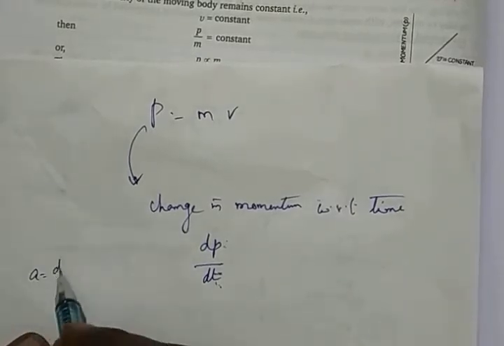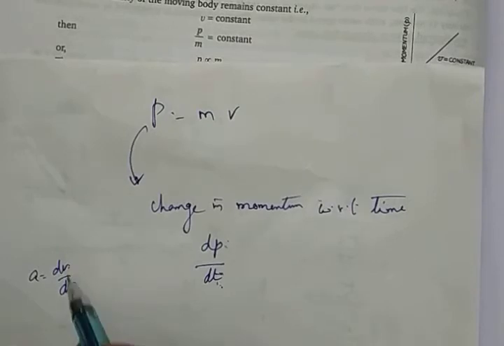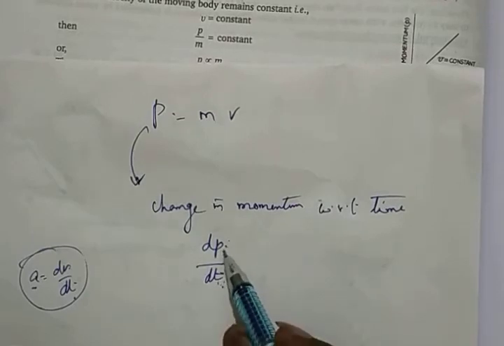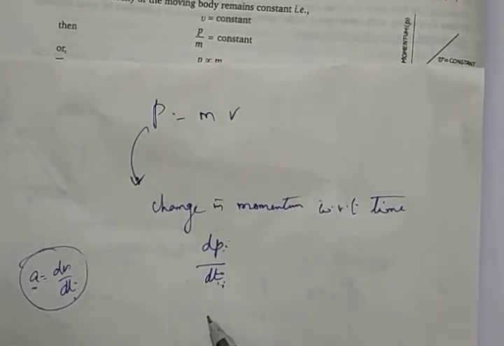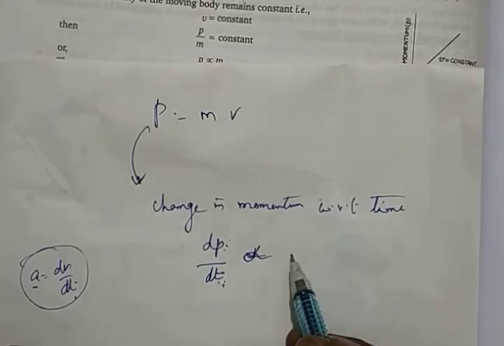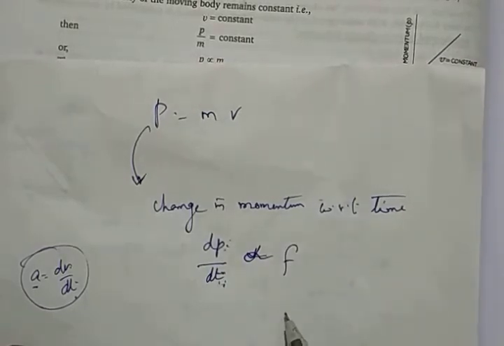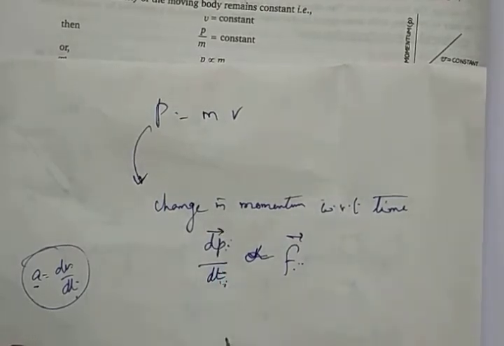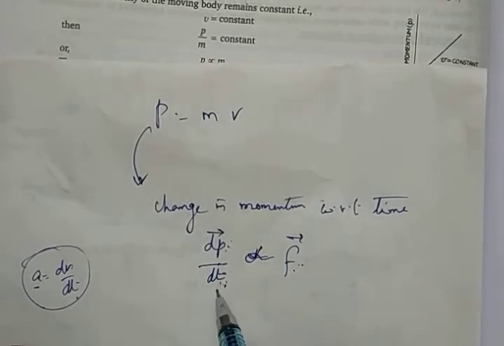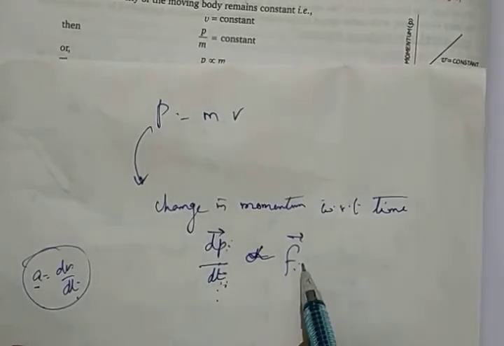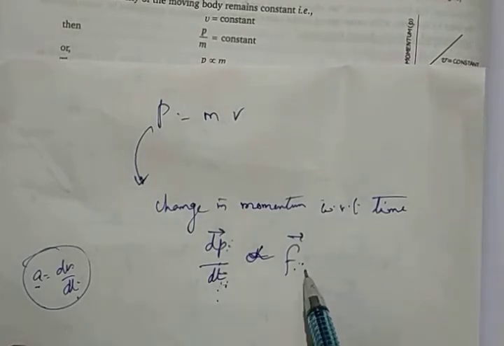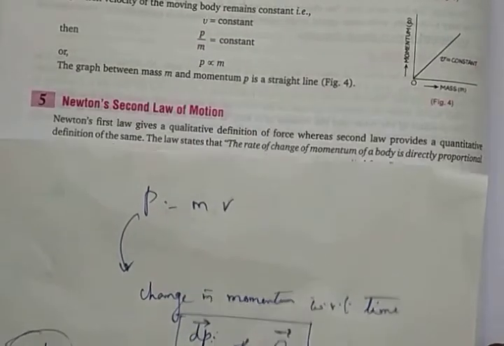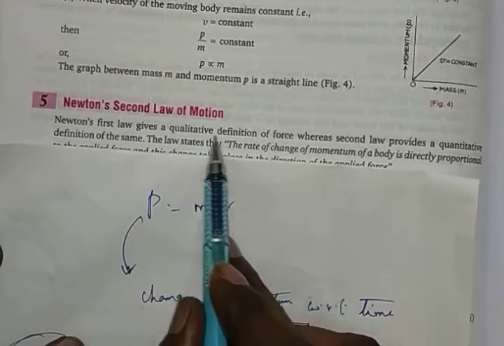So we know acceleration is equal to dv by dt. The rate of change of velocity with respect to time is acceleration. Similarly, the rate of change of momentum is given here. It is directly proportional to the force applied and takes place in the direction of the force. It is a directional thing. So that is the basic formula itself given here. Newton's second law is called a qualitative definition.